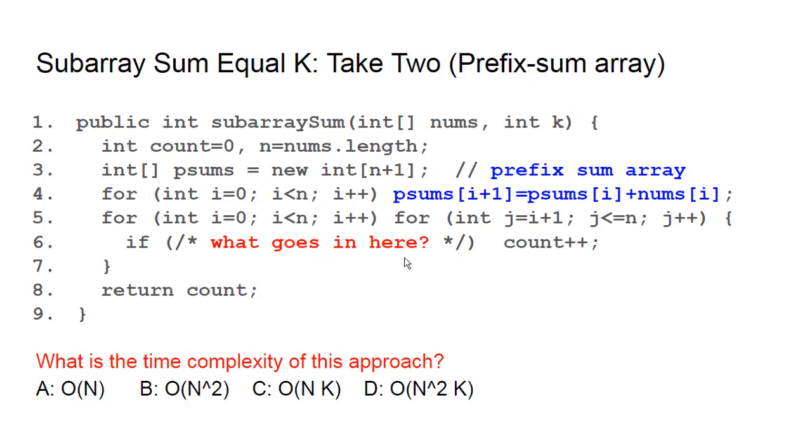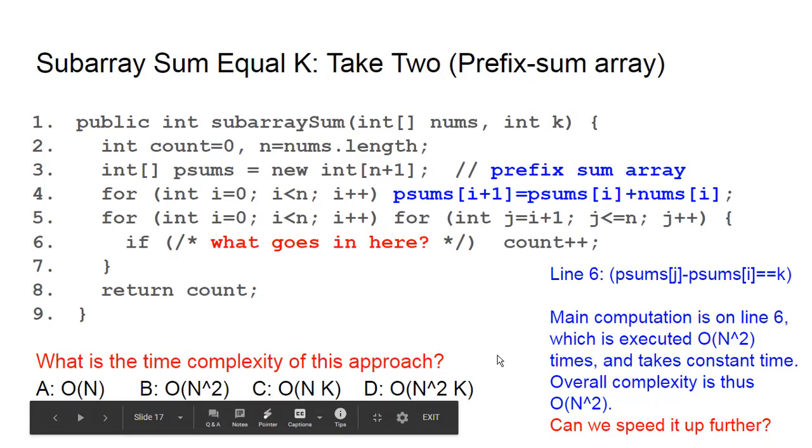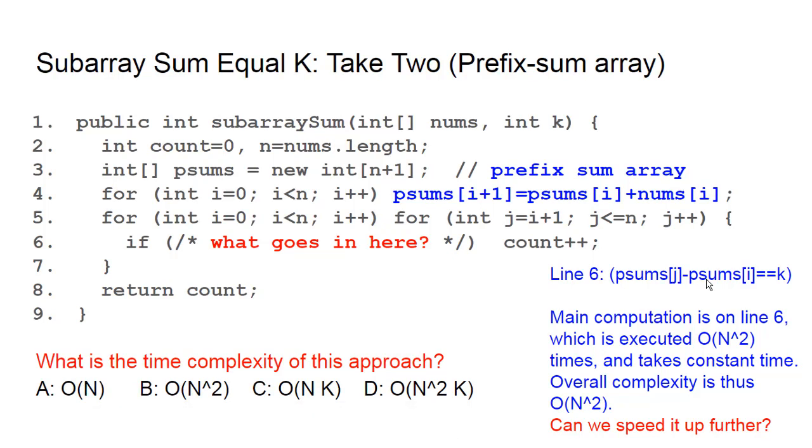This line 6 will check whether this subarray sum equals k. Think about what code should go in there. You really have to get every index right. It's just pSums[j] minus pSums[i], checking whether that equals k. So the complexity is n squared. Can we speed this up further?